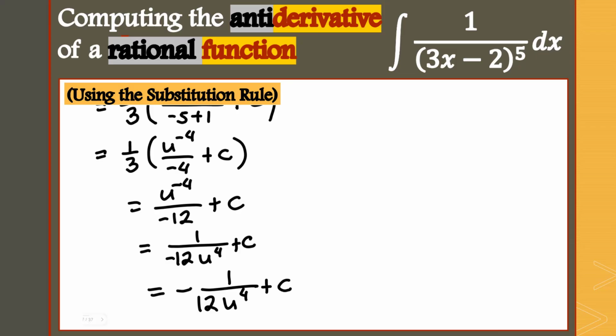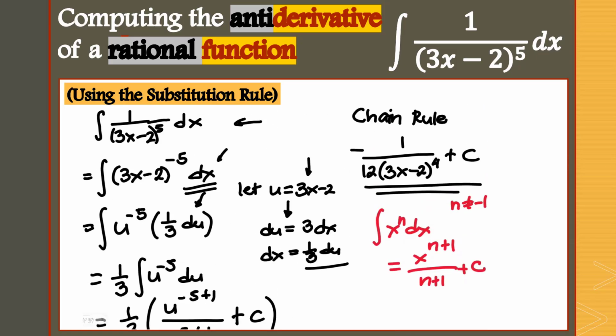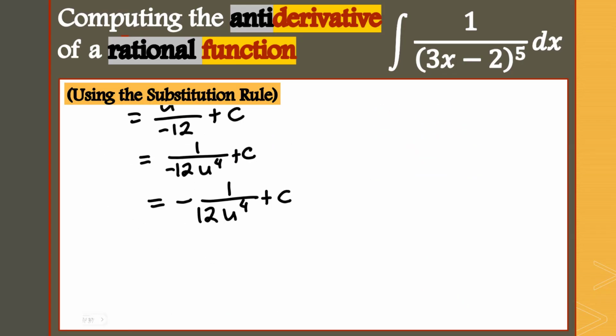This is now the result after the substitution rule, but still we have u, which is not originally given. Our u earlier was expressed as 3x - 2. So by substitution, our u is equal to 3x - 2. We will have the final result of negative 1 over 12 times (3x - 2) raised to the power of 4 plus c.